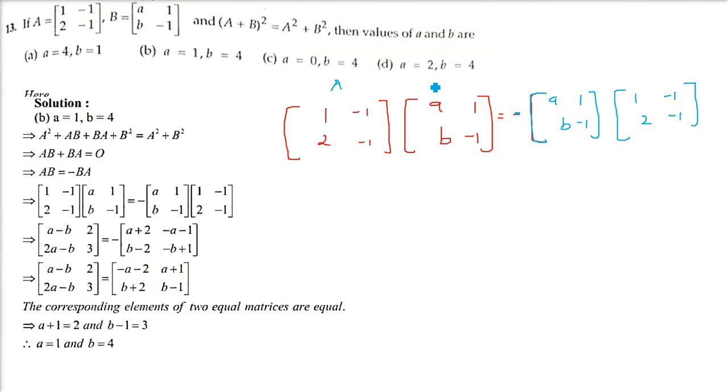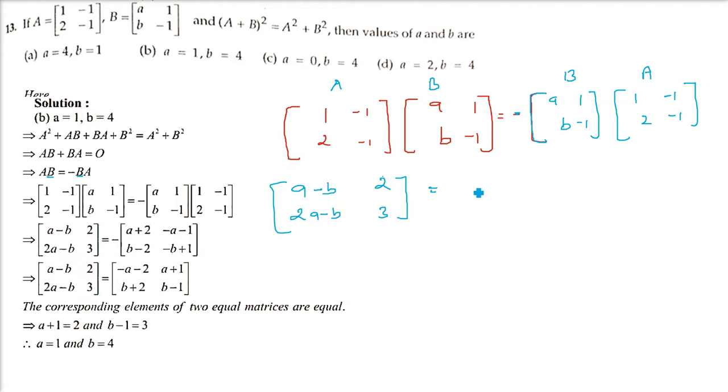So we will multiply A and B, and then we will multiply B and A. We will equate but with a negative sign. So let us multiply. 1 into A is A. Minus 1 into B is minus B. Then 1 into 1 is 1. Negative is positive, so you get 2. So 2 into A then, and minus 1 into B is minus B. So 2 into 1 and minus plus, so you get 3. This is the left hand side.